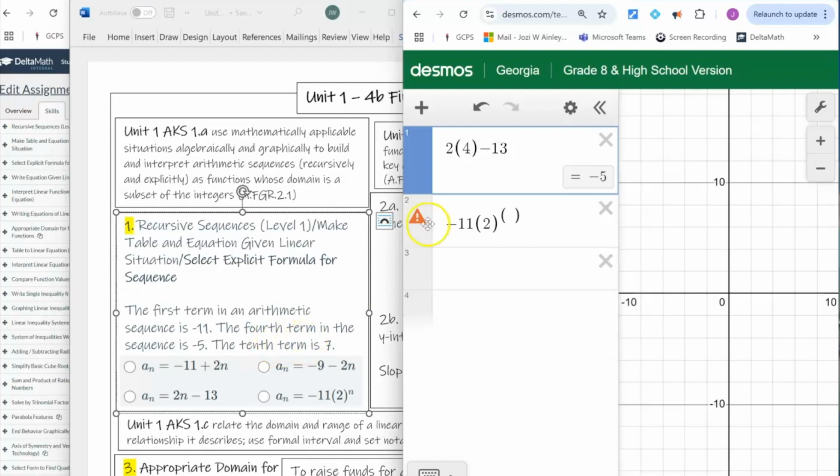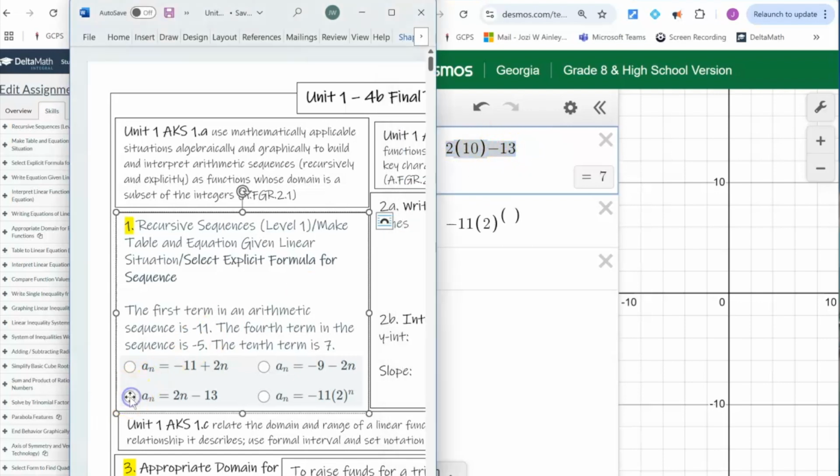Check the last thing. The 10th term should be 7. This one checks all the boxes. So this is 2n minus 13. And then that means this is the answer right here. So anytime they give you multiple choice, you put in your answer choices in the calculator and then substitute in the question in there to see which one matches.